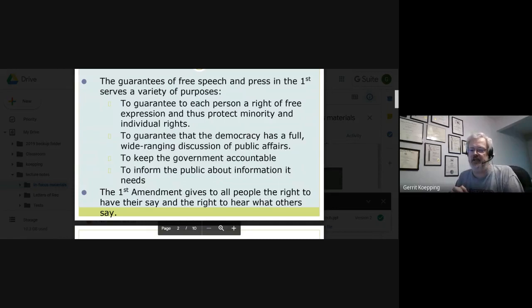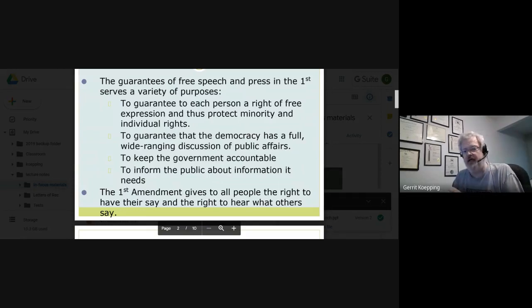One is it is a protection of both the minority and individual rights, that you can advocate for your rights, you can advocate for your position in society using free speech. So, the dissident movements in our society have been reliant on free speech protections. Without them, obviously, we wouldn't have seen any number of civil rights movements or movements out there to protect civil liberties.